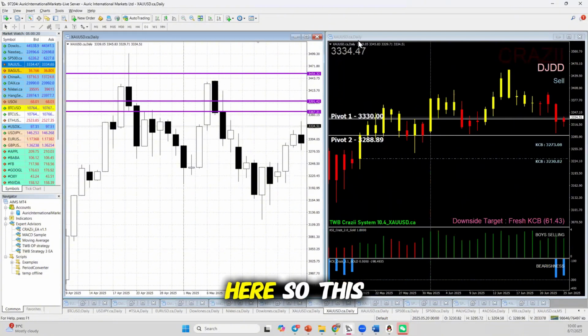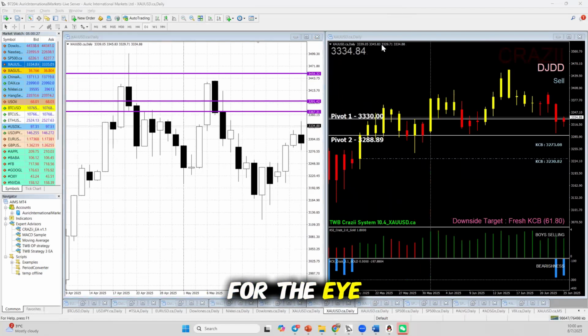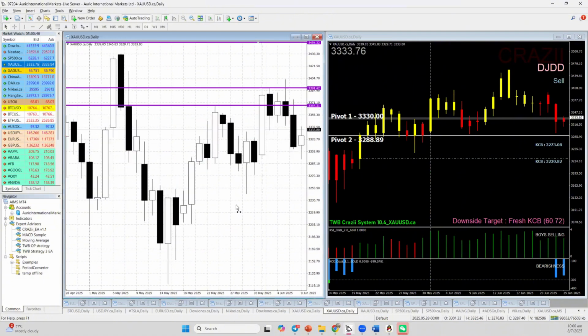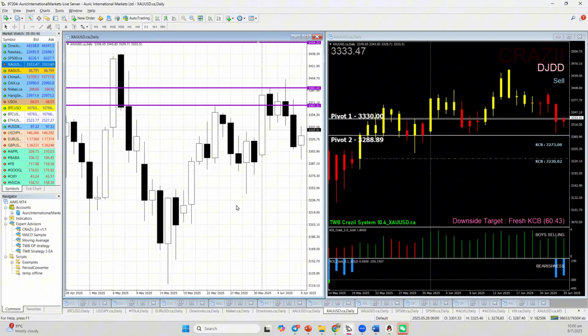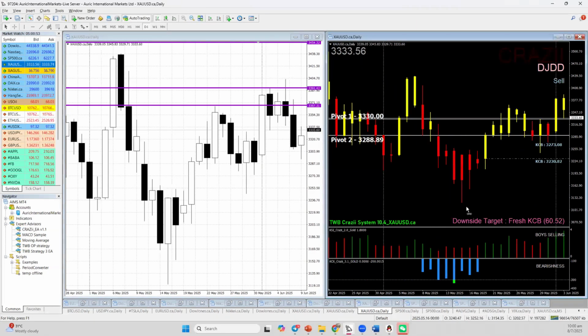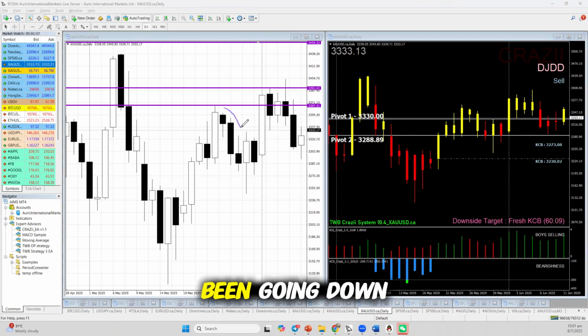Okay, so everybody take a look here. This is the gold chart. I'm going to change the color a little bit to make it easier to see. Okay, guys, take a look over here. Hold on, where's my chart? Here we go. So this is May, correct? You can see that the chart has been going down over here.